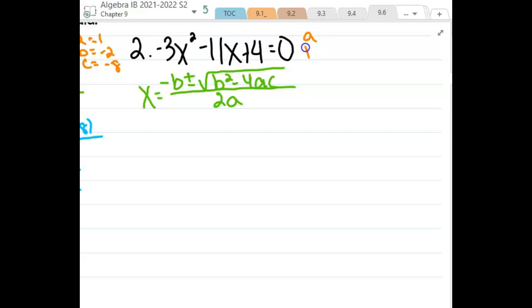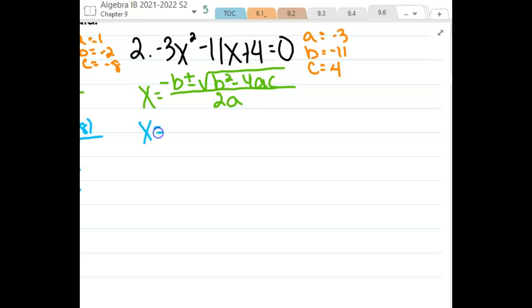And then we want to take a second to identify that A, B, and C. You can only do this if it's set equal to 0. Once again, this one is set equal to 0 for me. So my A is the number in front of your x squared. So we have A is negative 3. B is negative 11. C is 4. Okay, and then we can plug our numbers into our formula.